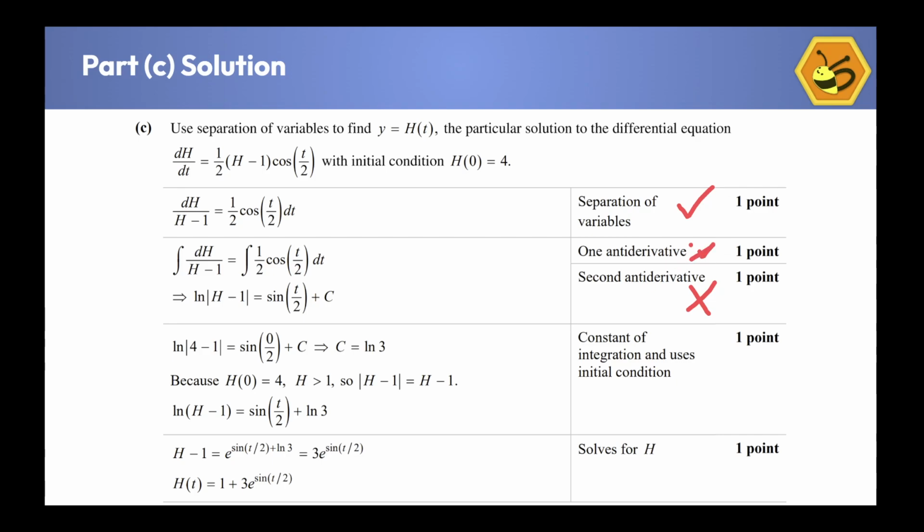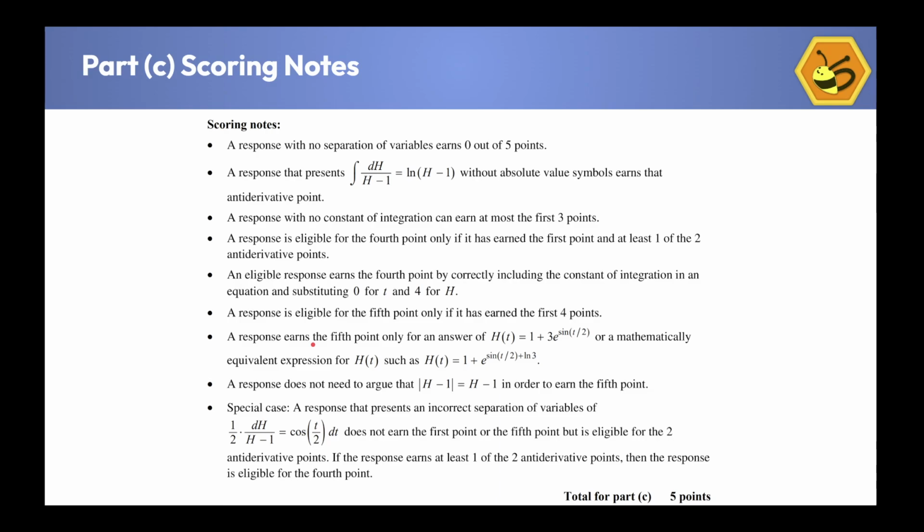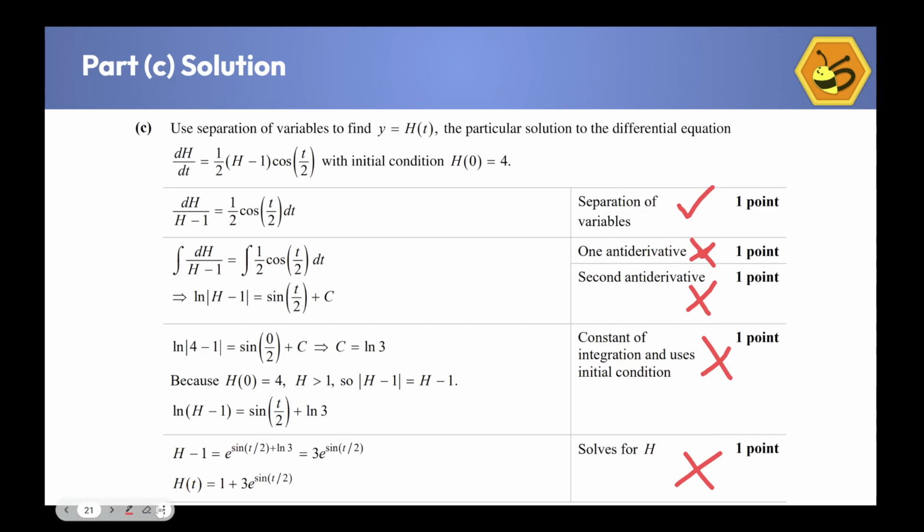But if you got both of them wrong, then you automatically get one for the first one, and then the fifth one, because the result is eligible for the fifth one only if it has earned the first 4 points. So basically, in summary, if we get the first one wrong, everything is wrong. If you get the first one correct and both of them wrong, then you will definitely get the remaining one. That is what this means.